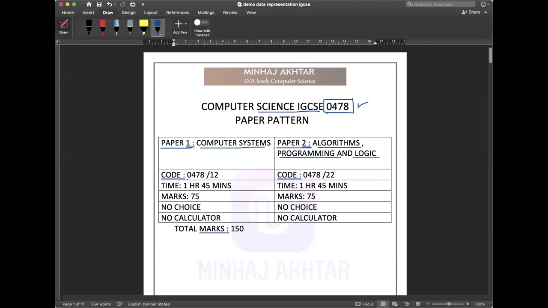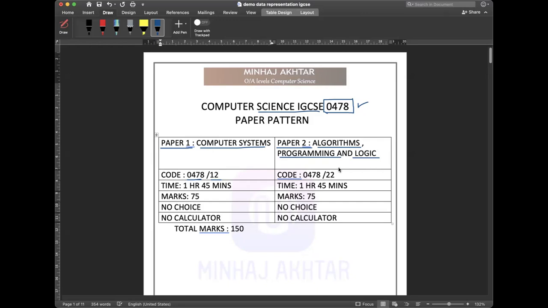We already know the code is 0478, but there is a component number 12. This is your component. Maybe in your country the component is different, like 13, or maybe it is 11. So it's not a big deal. But the paper pattern is the same for 11, 12, or 13. The syllabus is the same, and the examination date is also the same.